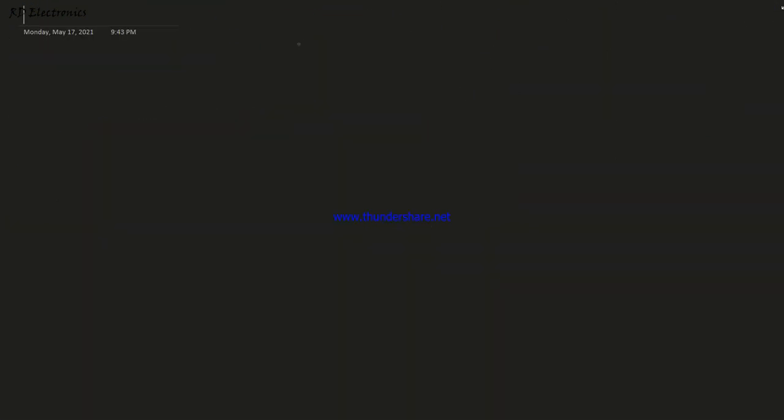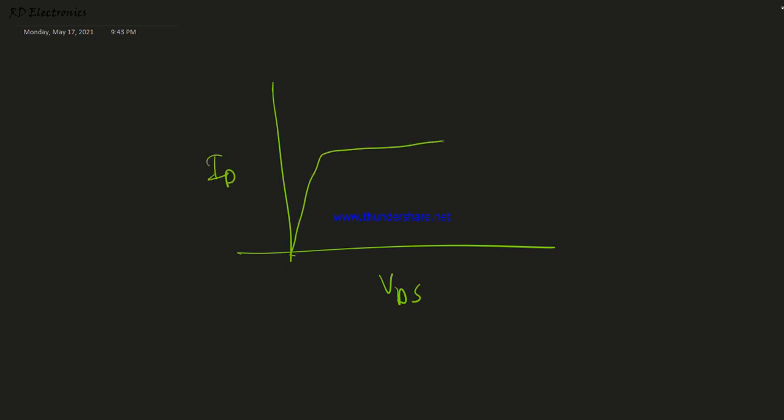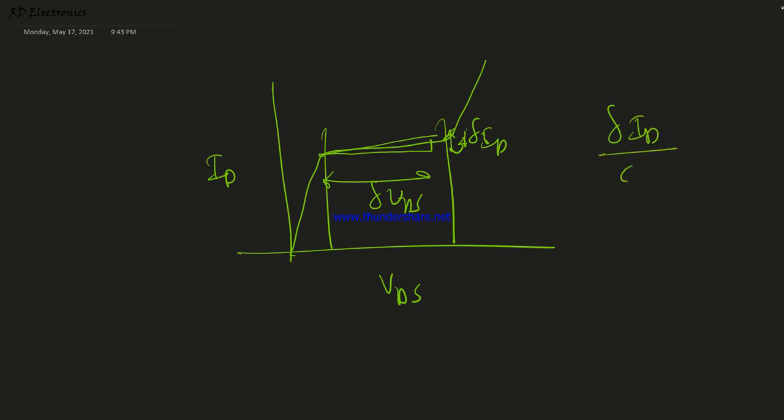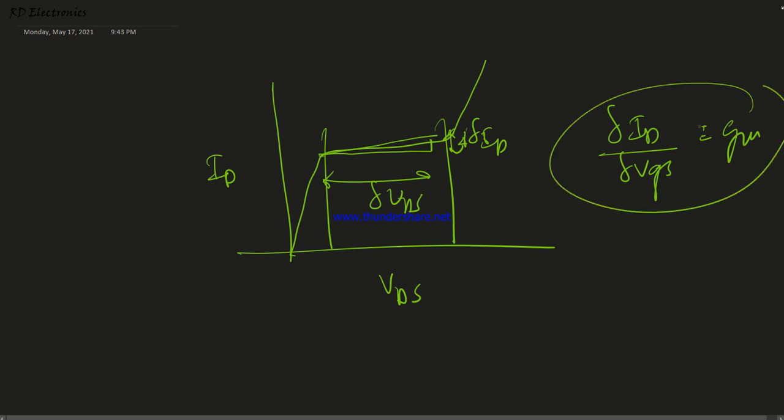How is it possible? Because from the output characteristics we plot two values, VDS and ID, and we get one graph. Now if we plot one slope here, this is the ratio of delta ID and this is delta VDS. So it is very easy to get the value delta ID by delta VGS, which is known as gm, also known as the transconductance value. Okay, this is very, very important. This is ID and this is VDS.